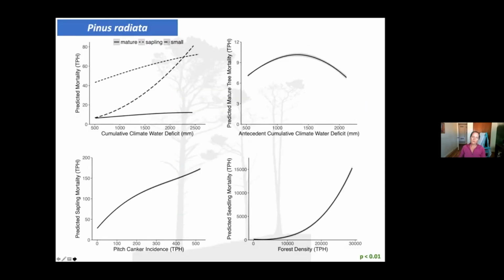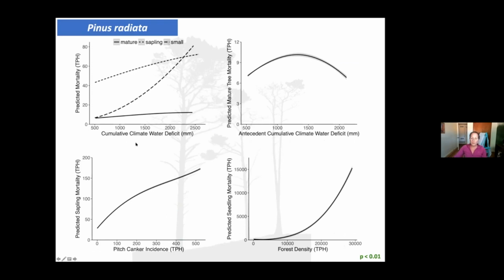Diving right into our model results. So I use zero inflated negative binomial models because we had quite a few zeros in our data set across years where we had no mortality or no regeneration. And I use those models with those climatic and endogenous variables I described before to make predictions about what was driving mortality across each size class.